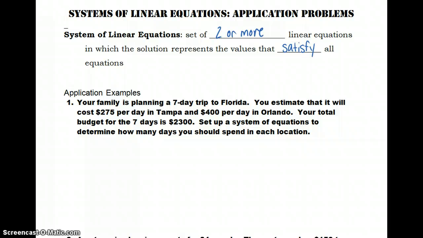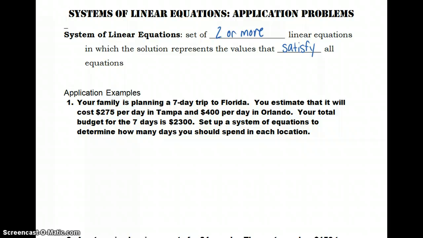Example number 1 says that your family is planning a 7-day trip to Florida. You estimate that it will cost $275 per day in Tampa and $400 per day in Orlando. Your total budget for the 7 days is $2,300. Set up a system of equations to determine how many days you should spend in each location.